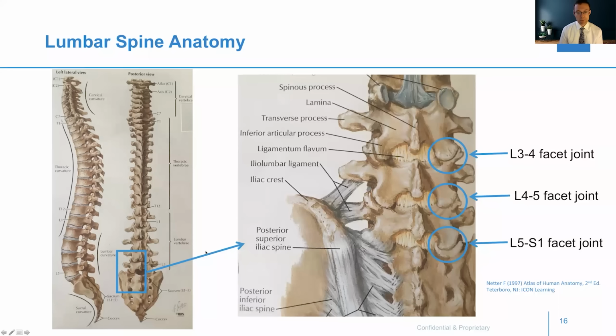In the back of the spine, over here, I've zoomed in on what is termed the posterior elements, or the bony coverings on the back of the spine. Those bones articulate with each other at the lumbar facet joints. Here, for example, is the L3-4 facet joint articulating between L3 and L4, the L4-5 facet joint articulating between L4 and L5, and the L5-S1 facet joint articulating between L5 and the first sacral segment. And then over here is the iliac crest, which we marked out on the other picture.